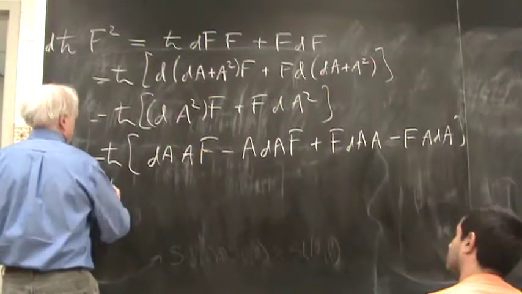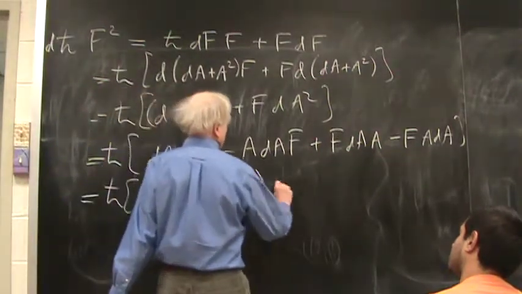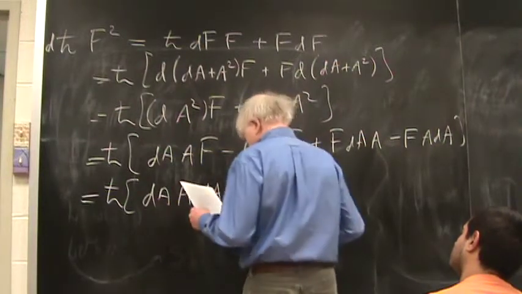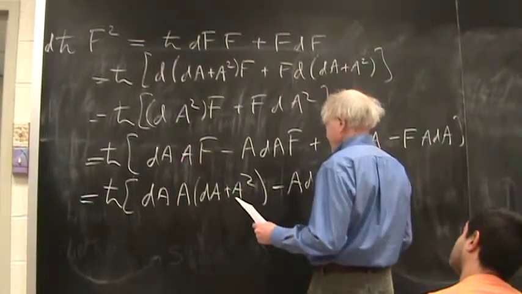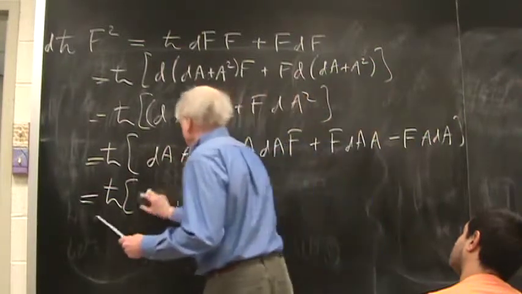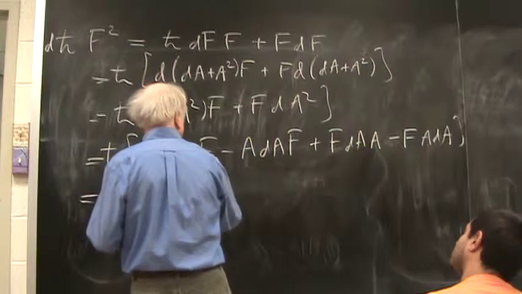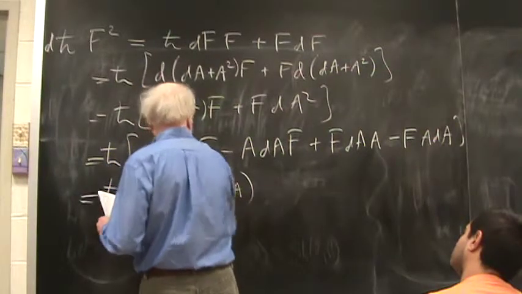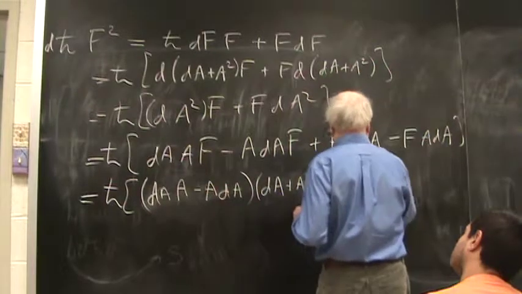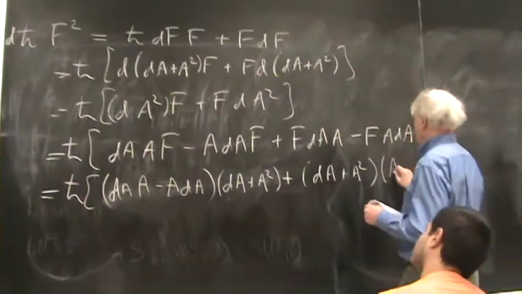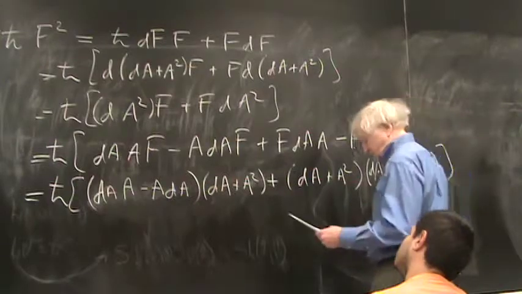Now, if we remember what f is, then we have dA plus a squared, minus a dA. I should have factored this, but in my notes it's factored. All right, let me write it in factorized form, which is a little bit simpler. So this is dA times a minus a dA times dA plus a squared. f is dA plus a squared, and the multiplicative terms are dA times a minus a dA. And this is all inside a trace.